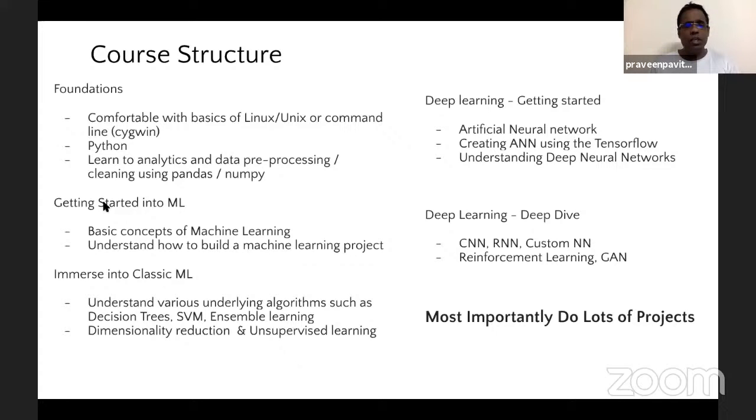We understand the basics of machine learning and how to build a machine learning project. Then we talk about classical machine learning: decision tree, naive Bayes, ensemble. Then we go towards deep learning, the really new things, where we talk about artificial neural networks. We go deeper and apply artificial neural networks to solve real problems of today, like using CNNs for computer vision and NLP with RNNs. Then we do reinforcement learning, creating images and artwork with GANs, etc. Very importantly, what CloudxLab has is something called projects, hands-on projects.